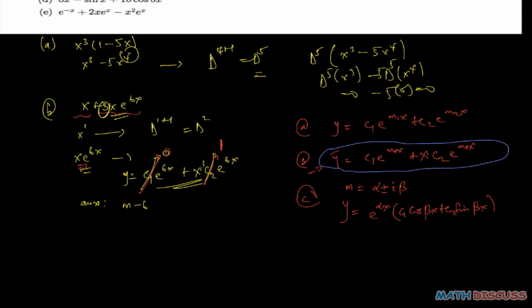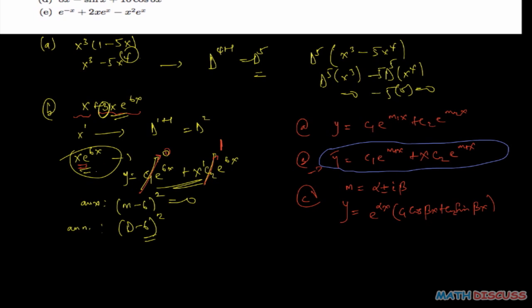Then since the power here is 1, the multiplicity is going to be 2, so m squared equals 0. Now if you can find the auxiliary equation, our aim is to find the annihilator. The annihilator is just the replacement of m with D, and then the remaining ones still stay the way they are. That's going to be D minus 6 squared. So this is going to be your annihilator for x e to the power 6x.